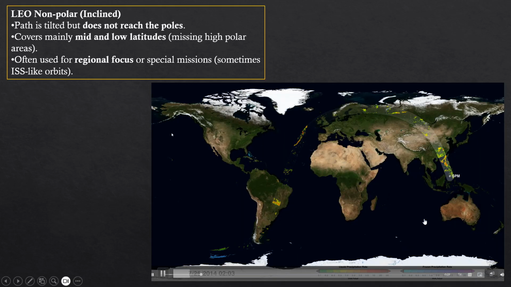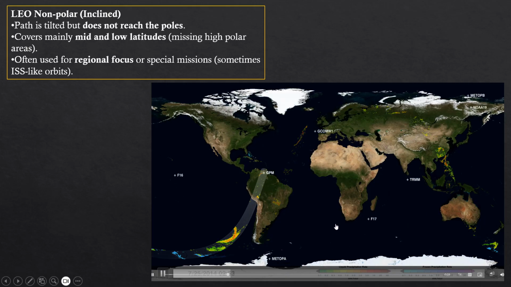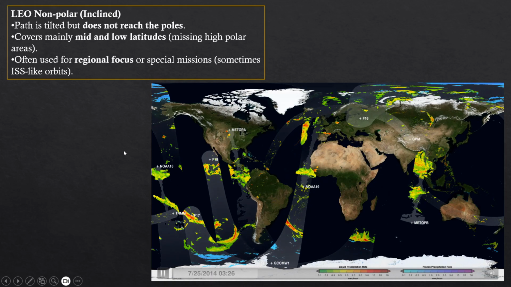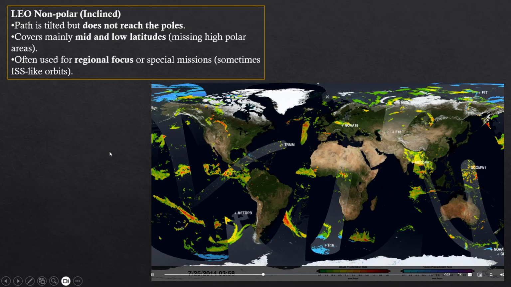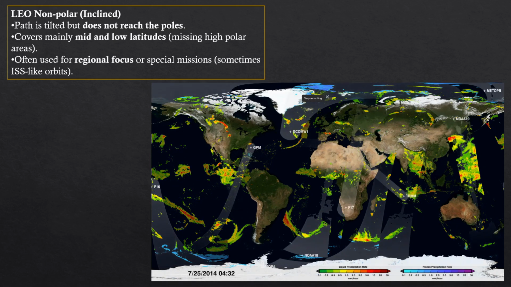This is the non-polar orbit, LEO non-polar. Another is polar, but this is the non-polar. You can see it oscillates between 65 degrees north and 65 degrees south latitude, while the polar one moves like this. So this is non-polar, followed by the rest of these satellites within the GPM constellation, which includes both polar and non-polar satellites.